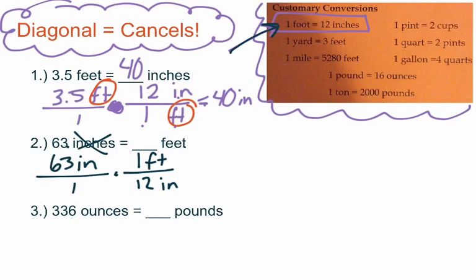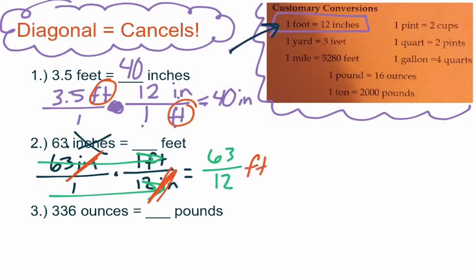Now this time, when I go to multiply, because now that it's in this fraction form, if you remember about fractions, we cross cancel if we can, which we can't, and then we multiply our numerators, we multiply our denominators. So I get 63 times 1 is 63, and I get 1 times 12, which is 12. And then because our labels cancel, those inches cancel out, we have a label of feet.